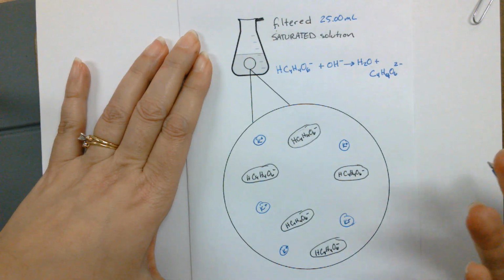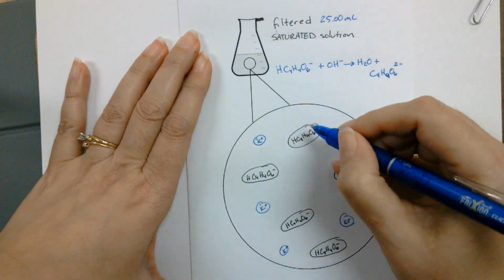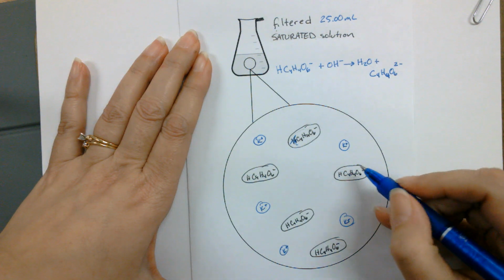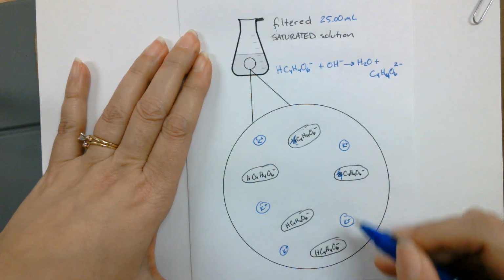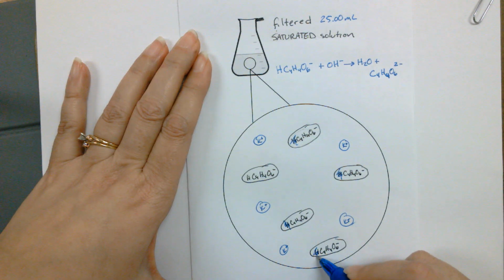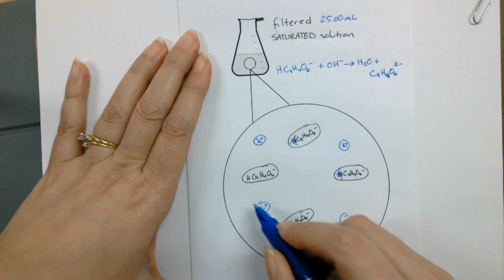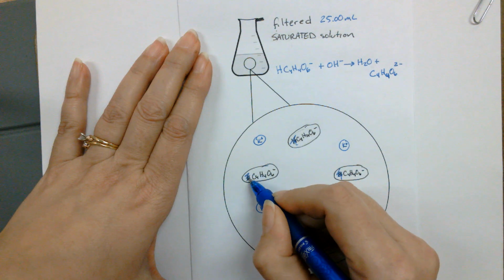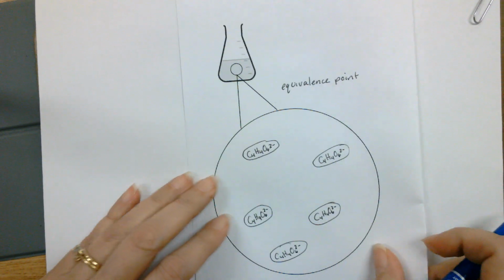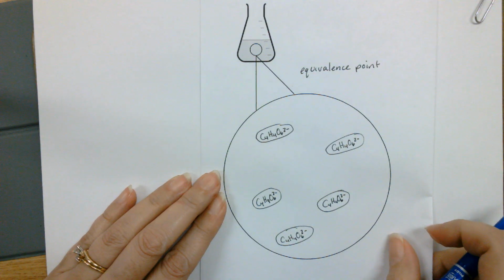So my reaction is going to go. I'm going to drop in an OH. If I drop in an OH, it's going to pull that H off and make a tartrate ion. As I drop in another OH, it's going to take that H off and make a tartrate ion, and that H off, and that H off. And finally, we're going to get all of these reacted, and we're going to be at the equivalence point.